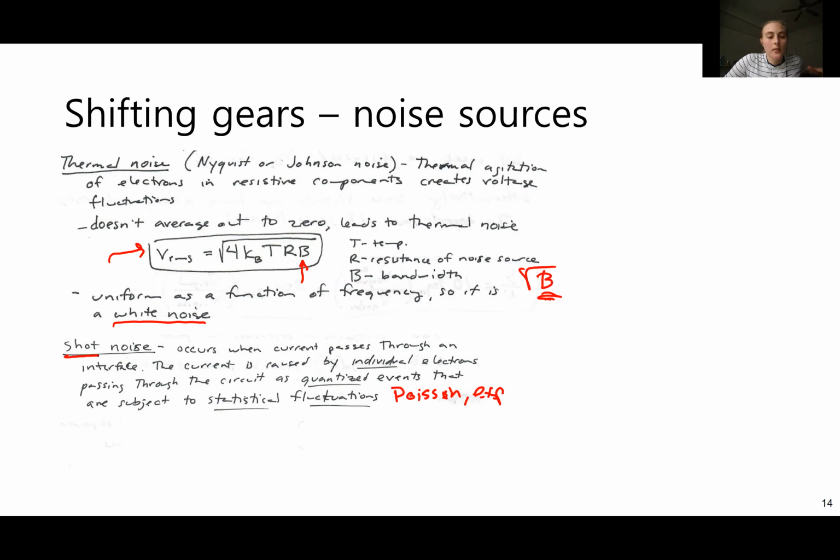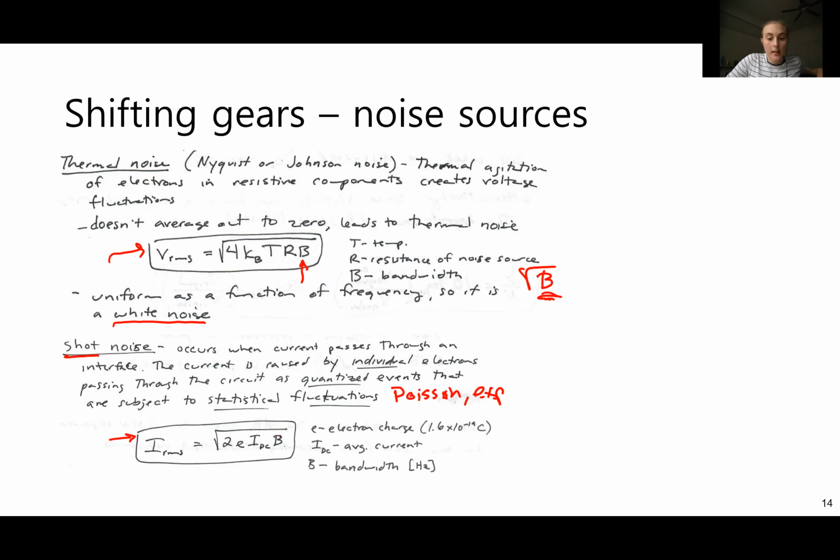So the statistical fluctuations here, we typically characterize it based on the current instead of the voltage. Here, the root mean square of the current that you're seeing is going to be the square root of 2 times the fundamental charge of an electron times your average signal over time, I dc, and then the bandwidth again. Your electron charge is 1.6 times 10 to the negative 19th coulombs. And again, with the bandwidth, we have this square root of B.